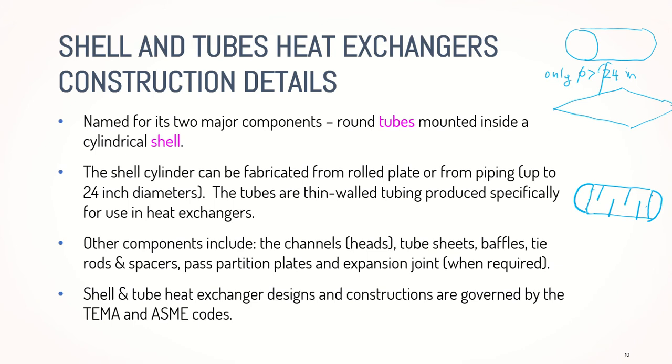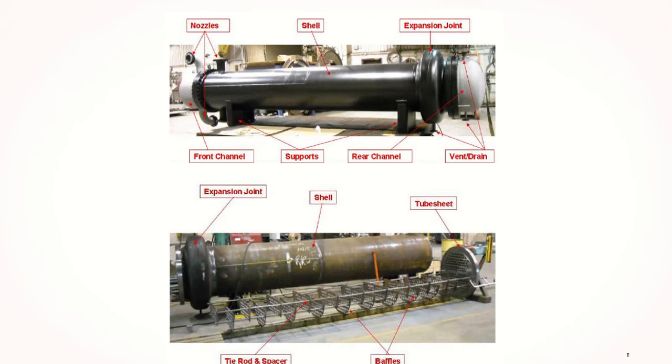And the shell and tube heat exchanger design and construction are governed by TEMA and ASME codes. TEMA is, if I'm not mistaken, the American codes for heat exchangers, Tubular Exchanger Manufacturers Association, and ASME would be the American Society of Mechanical Engineers Code. So we have two codes that govern the construction of shell and tube. So this would be the inside of shell and tube. So first we have nozzle.